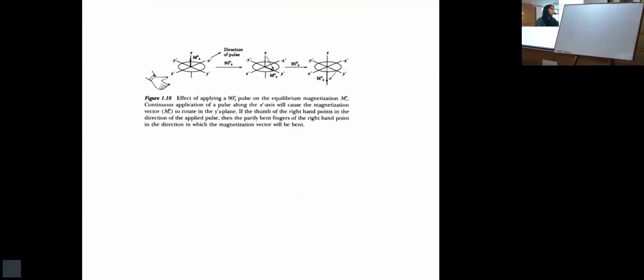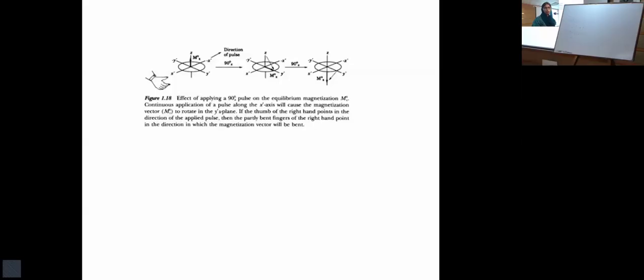Today, Dr. Iqbal is traveling, so we will take the class. What we are going to do is try to practice the right hand thumb rule. As sir has already mentioned, he will not explain these pulses in future, but he will just say the name of the pulse that we will use. So you all need to understand that if we are giving a 180 pulse to the magnetization vector, where will the magnetization vector go? We will together try to practice this, and I want all of you to participate. If you don't understand, you can ask as many times as you want.